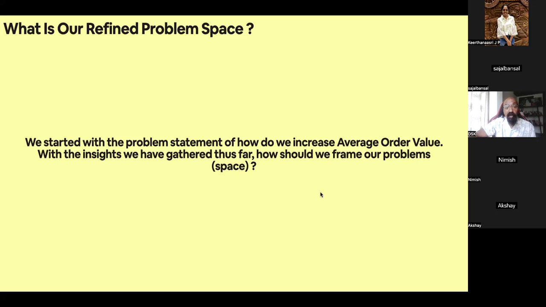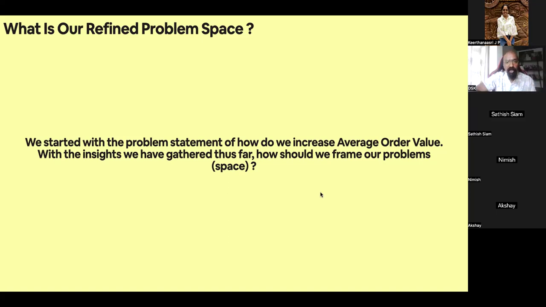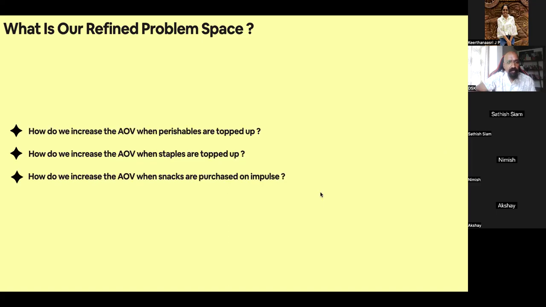Now, let me share how I've structured the thought process behind how I go to the next step. The first activity I want to do is redefining the problem space. The initial goal was: how do we increase AOV? Now I'm breaking it down into 3 subset of questions. How do we increase AOV when perishables are topped up? How do we increase AOV when staples are topped up?